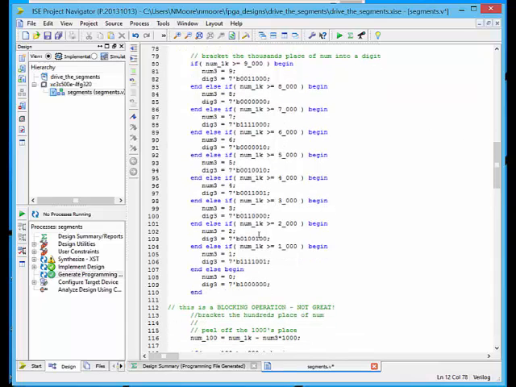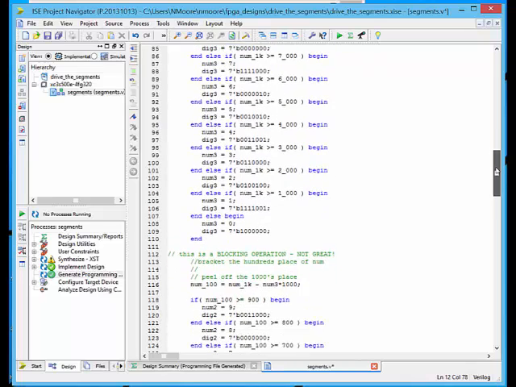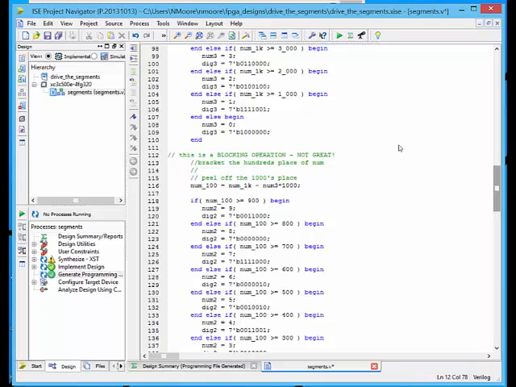I pick out the digit that corresponds to the thousandth place, and I specify the bits that correspond to the thousandth place. And then, I'm sorry, I couldn't figure out how to do this in a non-blocking assignment. So this is a blocking operation.